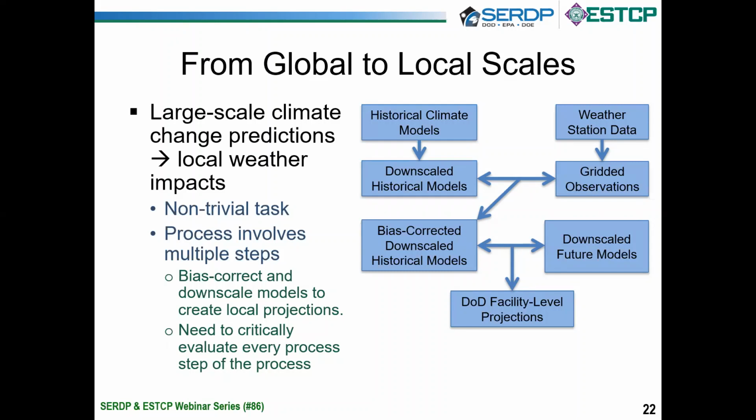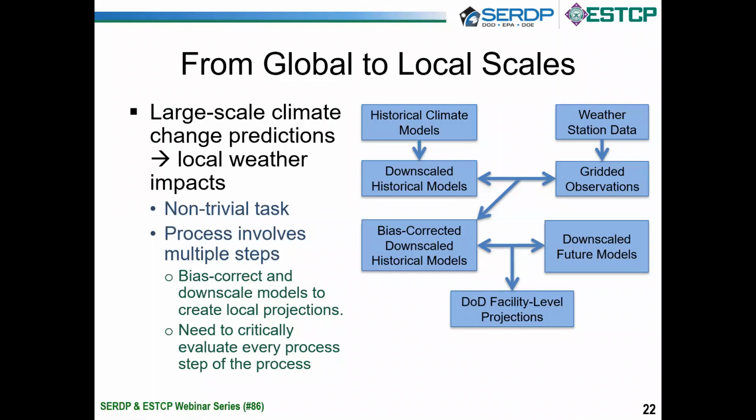We evaluate the historical model against gridded observations, and we have these weather station data, and we take it to gridded observations. And then we do a comparison to evaluate the skill of an individual downscaled model, and we note that there can often be, even in the historical record, fairly significant disagreement between the model and the gridded observations.